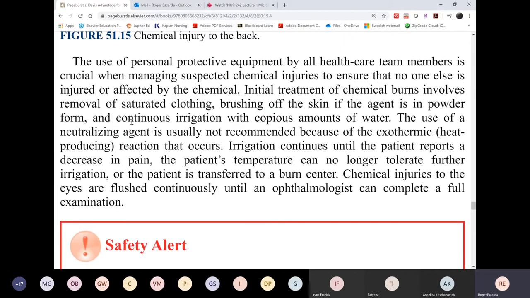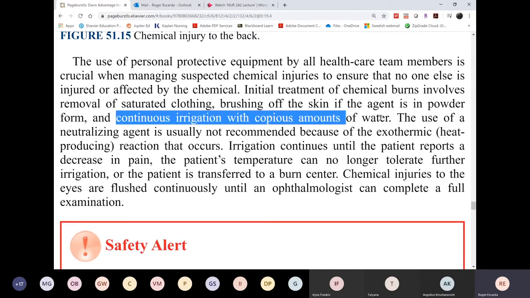So here, even if it says irrigate with copious amounts of water, we don't know if it's safe to do that. Right, so maybe the chemical could have a reaction with water, so we don't know. So the basic principle involved here is you have to know what the chemical is.